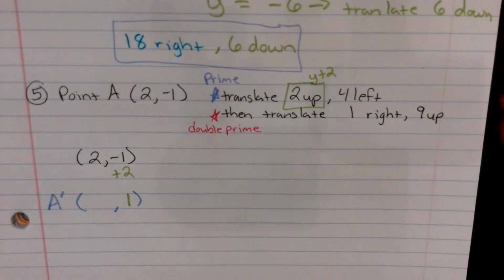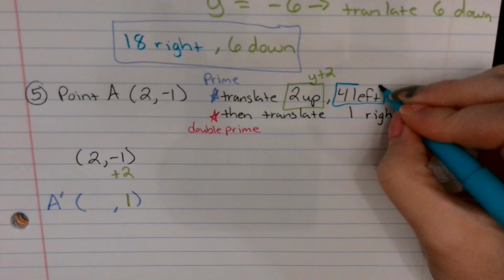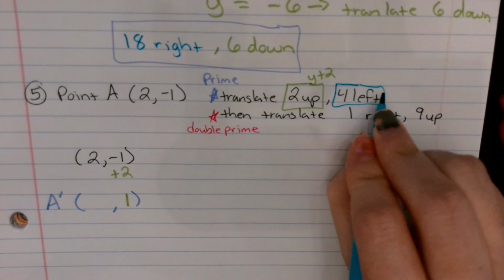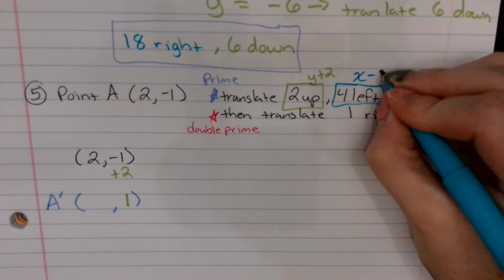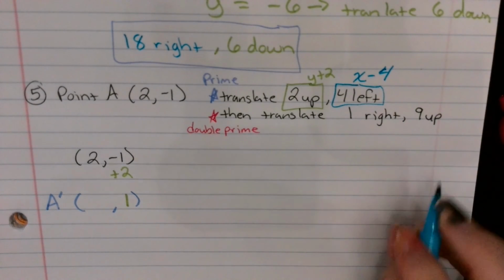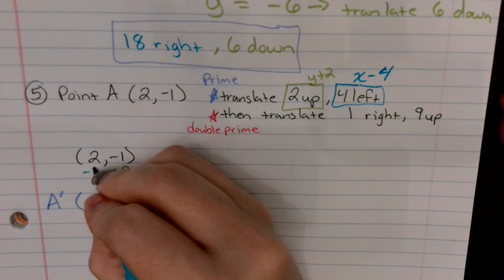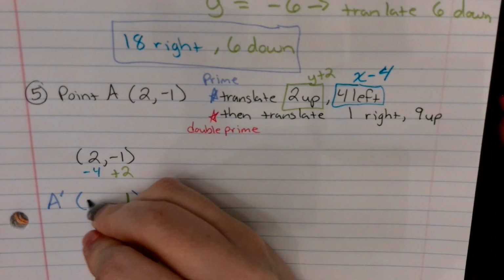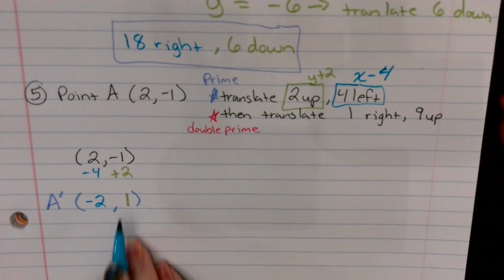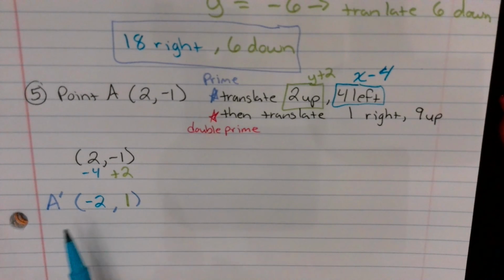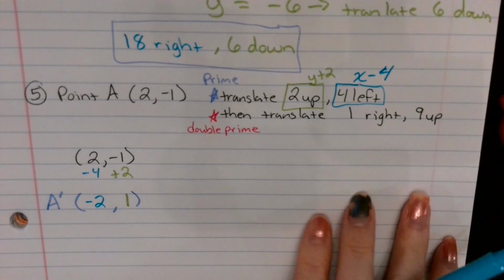Okay, then we're going to go 4 units to the left. Left affects my x, and it means I'm subtracting from my x. So I'm going to do x minus 4. So I'm doing 2 minus 4. That's going to bring me to a negative 2. So A prime puts me at (-2, 1).